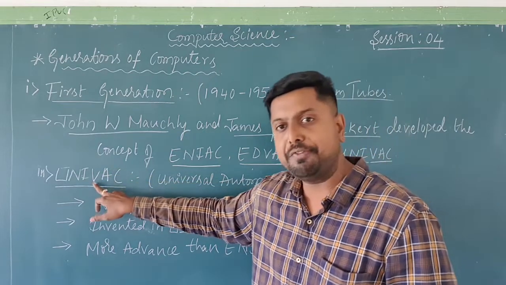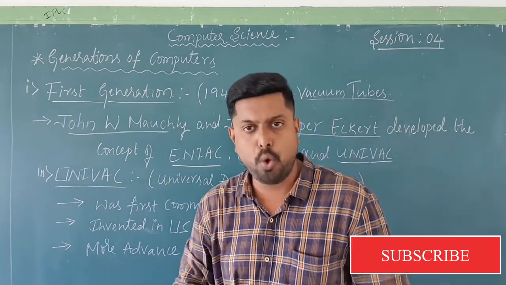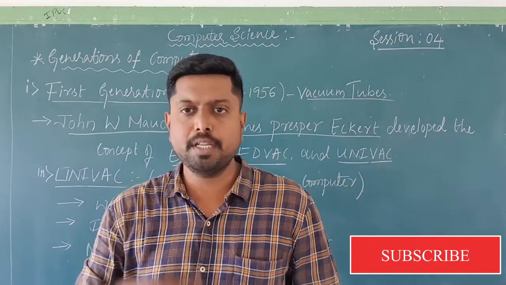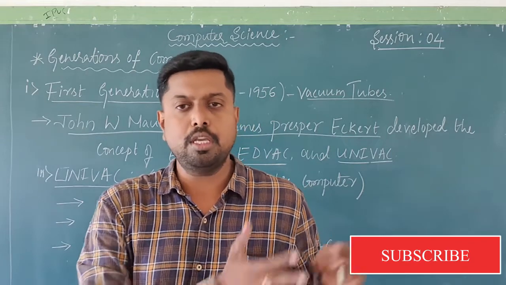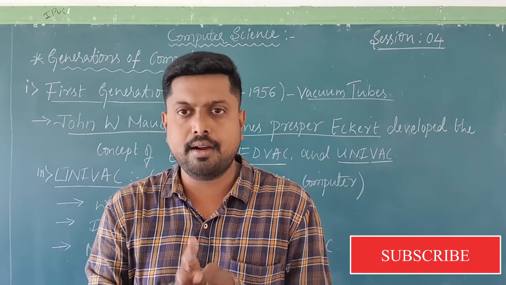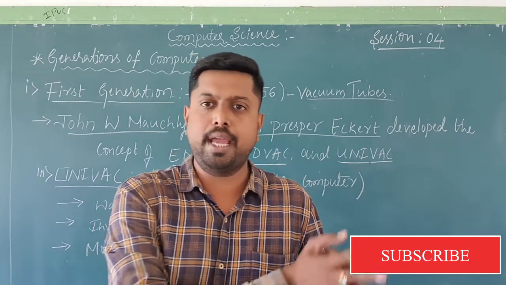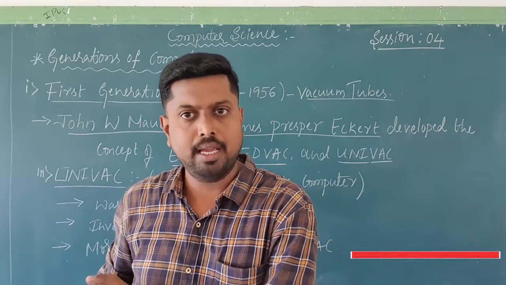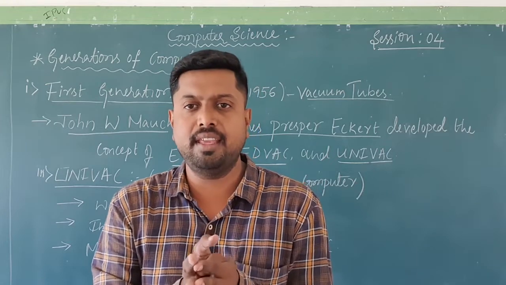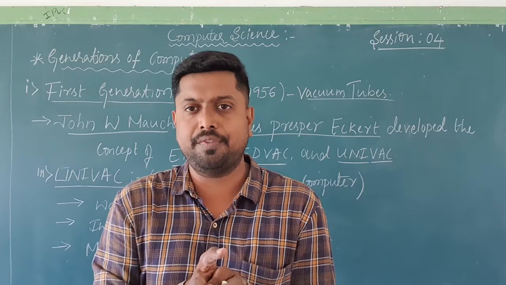UNIVAC is the first commercial computer, and it was invented in the US, and it is more advanced than both ENIAC and EDVAC computers. This is the third type of computer. It stores the data. Compared to the ENIAC and EDVAC, it is more advanced, and also this is the first commercial computer invented in the US. So these are some properties of the first generation of computers.